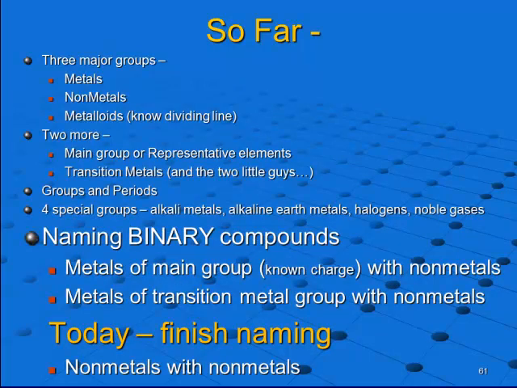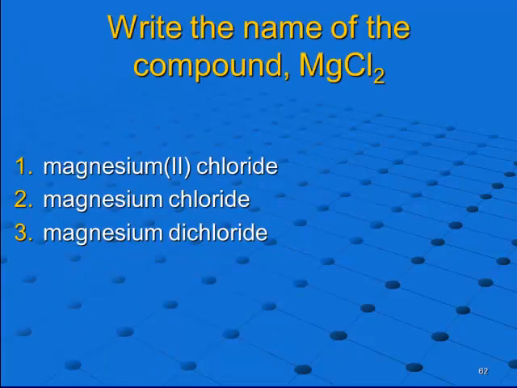Okay, we talked about metals with main group metals and nonmetals, transition metals and nonmetals, and then that third type of binary compound that you run into, nonmetals with nonmetals. Let's review first. So we've got magnesium and we've got chlorine, and MgCl2 is the formula. You've got to find those on the periodic table. You're going to find magnesium is a metal, but it's a representative metal. And then you know the charge on chloride is -1. But because magnesium is a representative metal, from its location on the periodic table, no memorization, all you have to do is say the name is magnesium chloride.